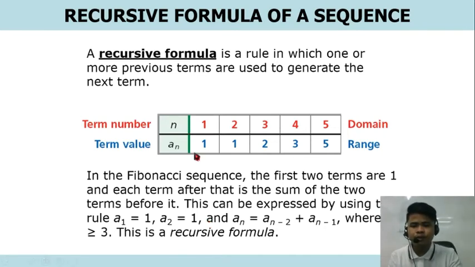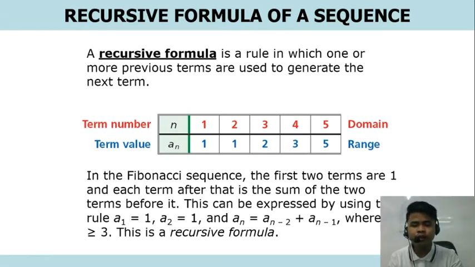Okay. Take a look at the table. So, itong n, ito yung number of term or term number. 1 is the first term, 2 is the second term, 3 is the third term, 4 is the fourth term, and 5 is the fifth term. So, sa first term is 1, second term is 1, then the third term is 2. Okay, bakit 2 ang third term?